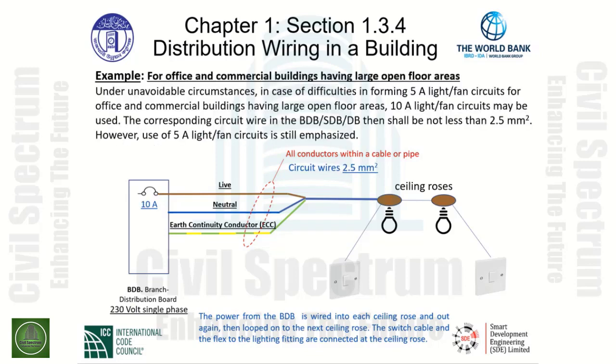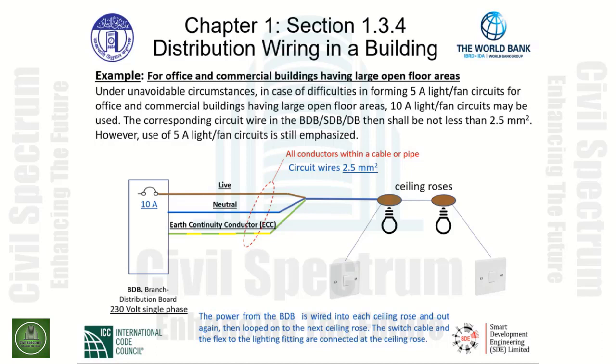Our next example is for office and commercial buildings having large open floor areas. Our code section or reference gave us the option to use a 10 amp light fan circuit when we have difficulties in forming a 5 amp light fan circuit. The corresponding circuit wire in the BDB, SDB, or DB shall not be less than 2.5 square millimeters.